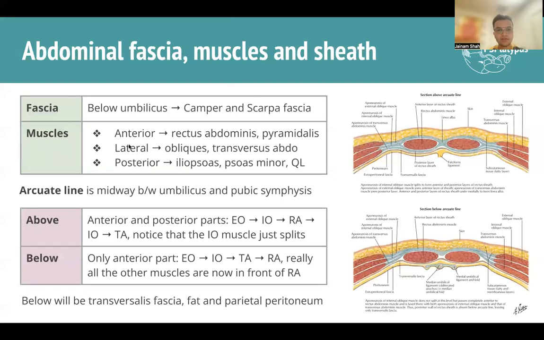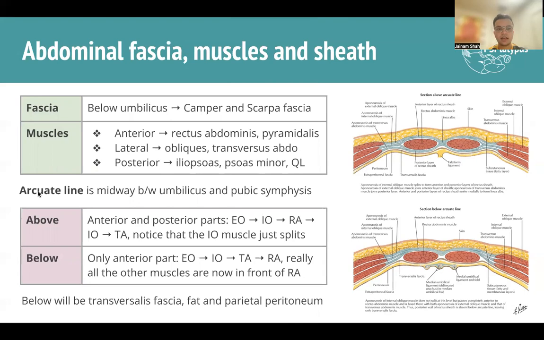When it comes to the muscles, I've just listed some of the major ones. It's a good idea to know that they exist, as well as some of their major actions, but you don't need to go into as much detail as you would have, for example, with the musculoskeletal system. So anteriorly, you have the rectus abdominis and pyramidalis. Pyramidalis is very, very minor. The lateral walls, you have the obliques, so the internal and external oblique muscles, and transversus abdominis. And then posteriorly, you have the iliopsoas muscle, which actually is 2 muscles combined together, psoas minor, which is, as its name suggests, not that important, and then quadratus lumborum.